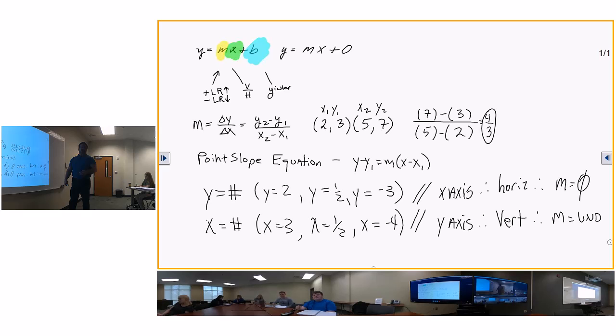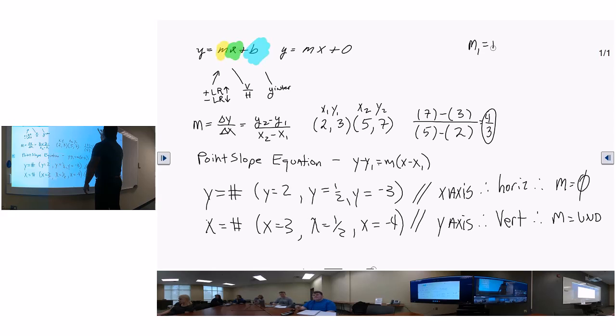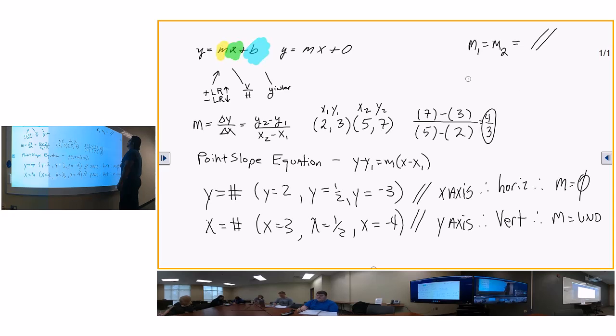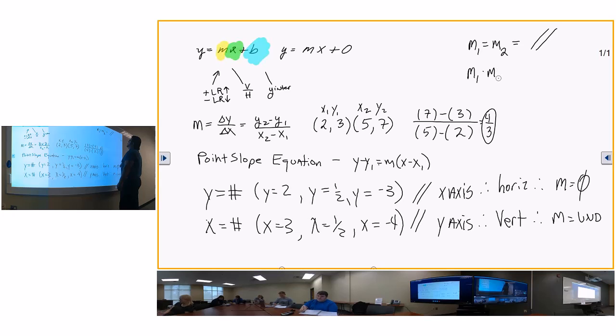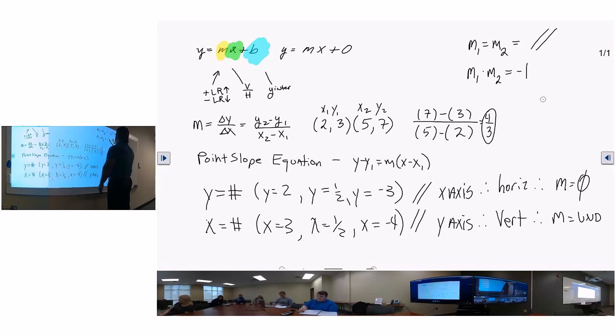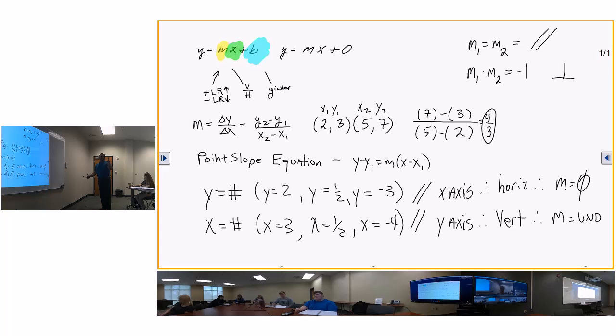The last property of graphing is m sub 1 is equal to m sub 2. When the slopes are equal, what kind of lines do you have? Parallel. If the slopes are the opposite reciprocal of each other and they equal -1, what are they? They're perpendicular. So these are all the properties. I didn't say how to graph. These are all the properties of graphing a linear equation. Okay?